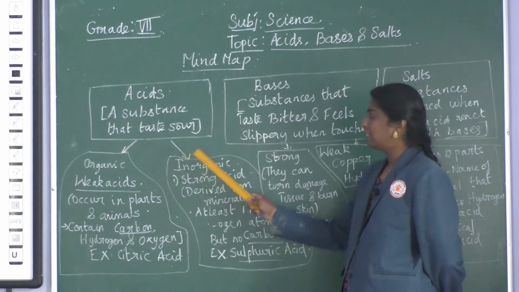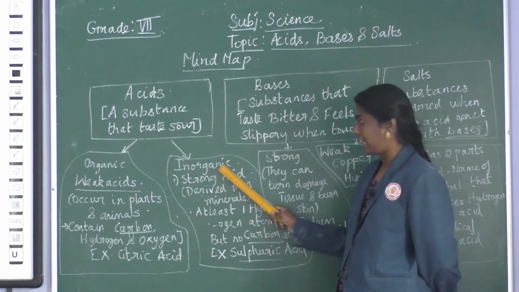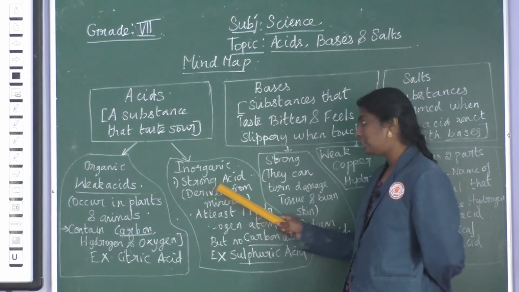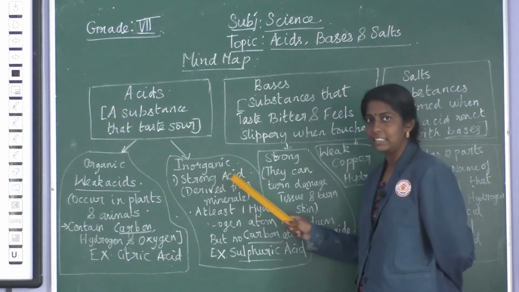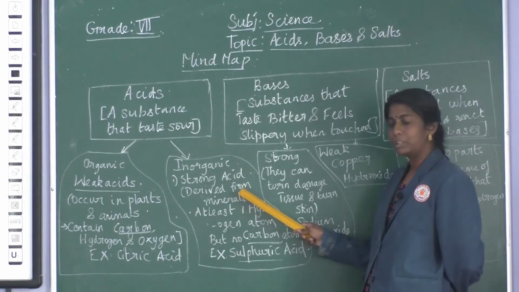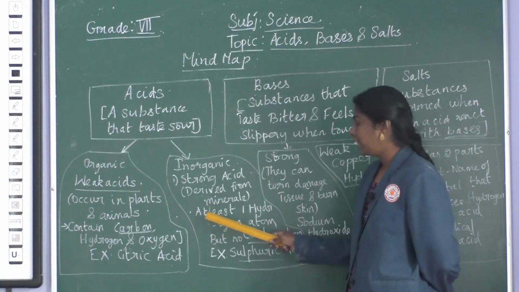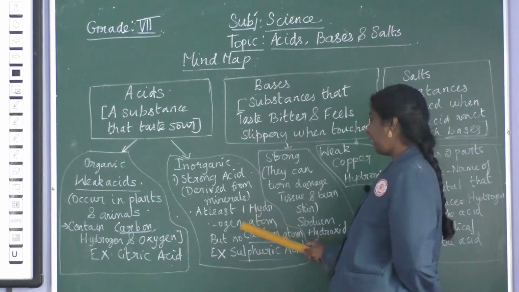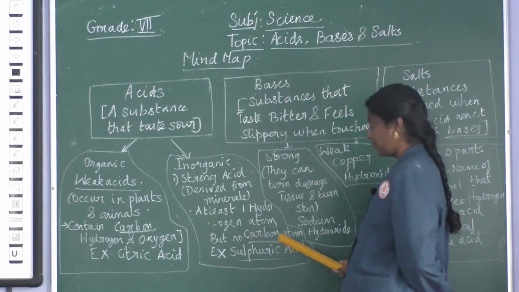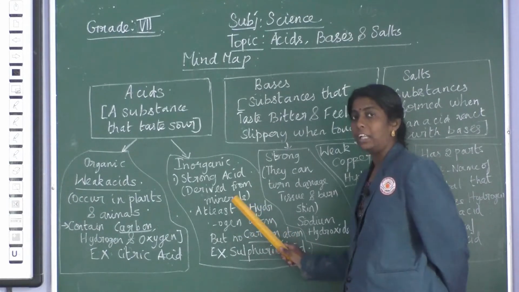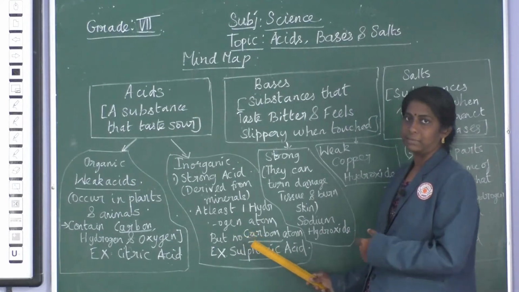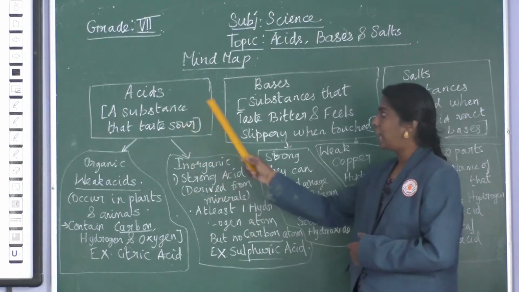Then the second part, that is inorganic. Here they are basically strong acids and they are derived from minerals. At least one hydrogen atom will be present, but no carbon atom. For example, sulfuric acid. So this is about acids.